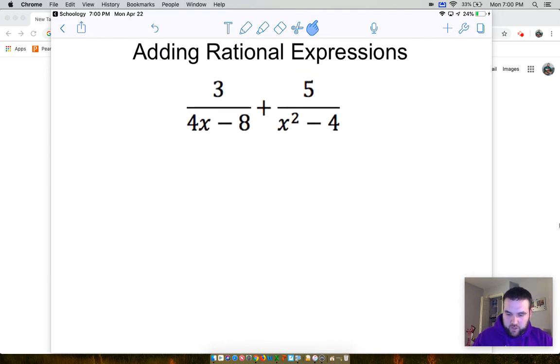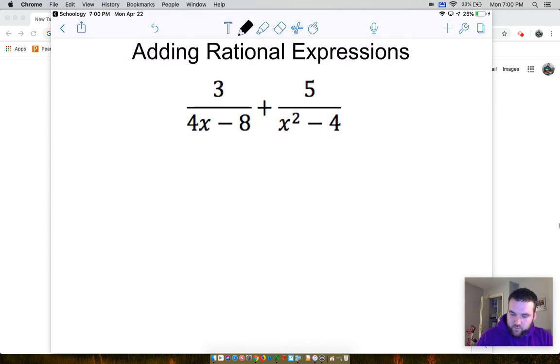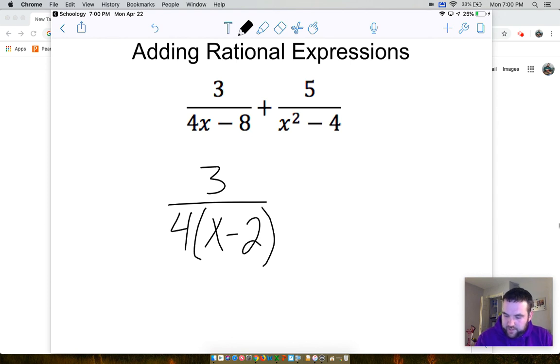Same sort of thing. We're adding those rational expressions together. If your denominators aren't factored, we want to first factor them. So this 3 over 4x minus 8 isn't quadratic, meaning it doesn't contain x squared. So all I could do is look for a GCF. And sure enough, I have a GCF of 4. And then here, x squared minus 4 factors into x plus 2 and x minus 2.